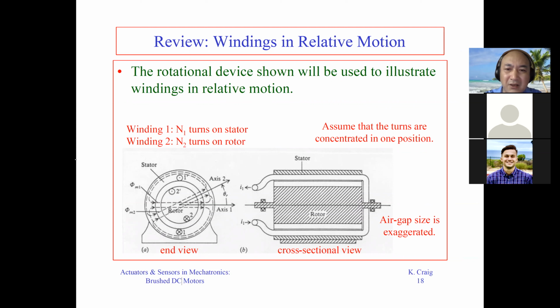So you have a stator and you have a rotor. Basically, the rotor turns this way. This air gap size is exaggerated, meaning the air gap is actually very small. We assume that in the windings you have N1 turns on the stator, and winding two has N2 turns. We assume that all the turns are lumped in one position.